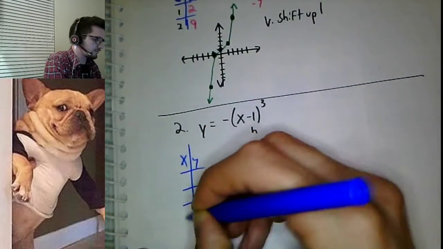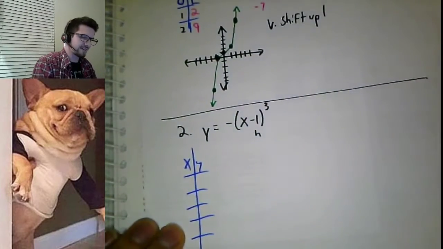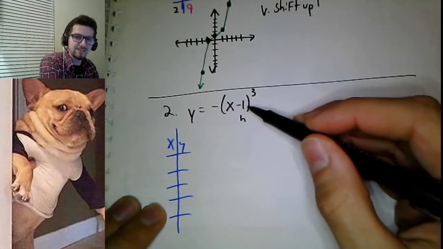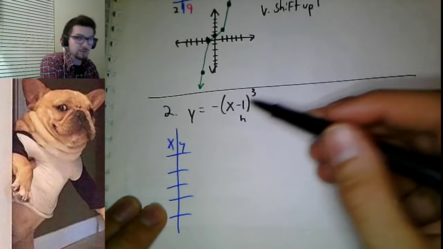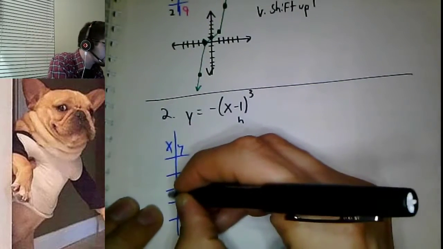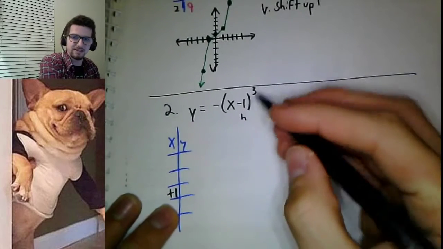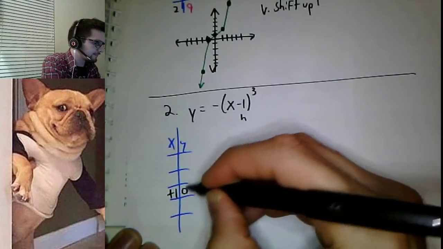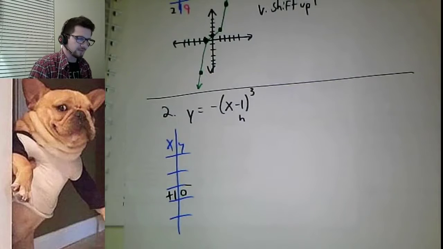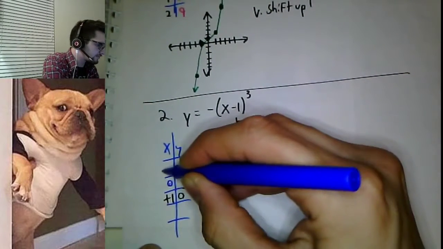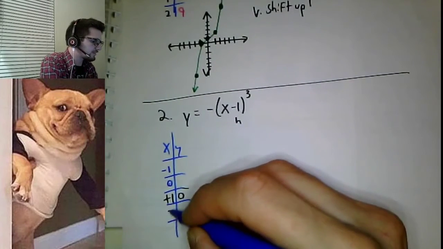One, two, three, four. Okay, what's my vertex? My vertex is h, k, so h is negative 1. We switch that sign always to a plus 1. That's a plus 1. It's a little messy. And then we don't have a k, so it's 0. So from plus 1, I'm going to go down 2. So 1, 0, negative 1. And then I go up 2. 1, 2, 3.